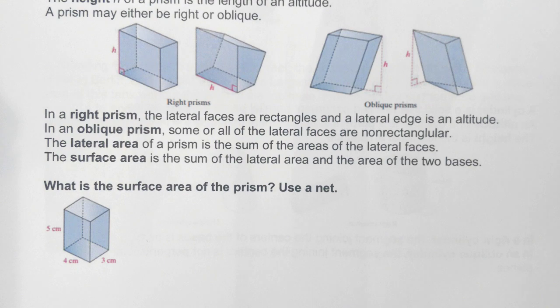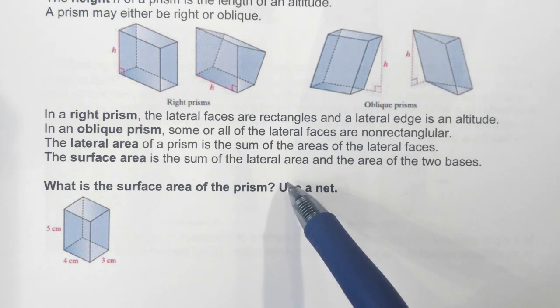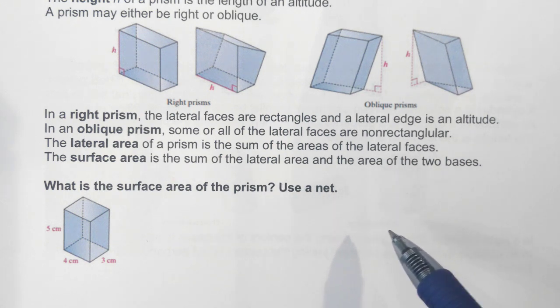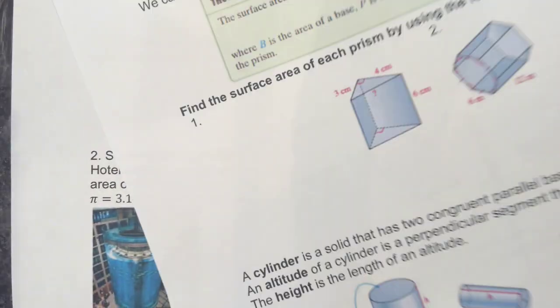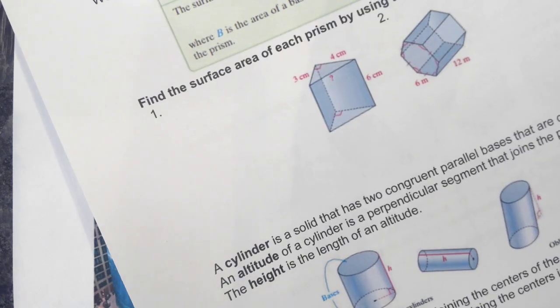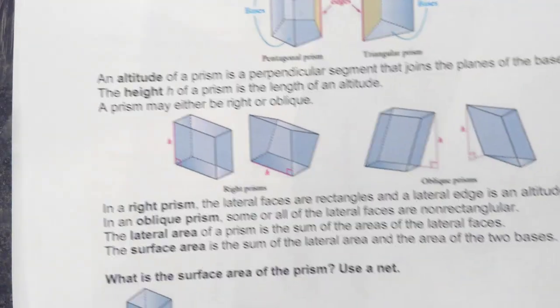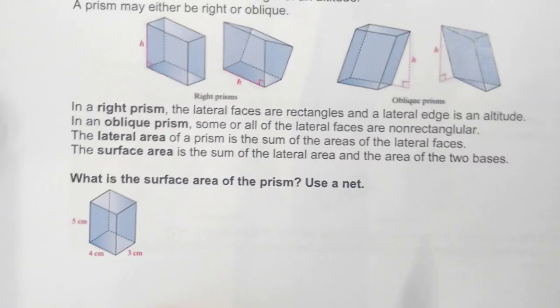Okay, so let's get into what you're going to be doing. It's going to ask you to find the surface area of prisms, and there's a couple of ways you can do it. You can draw out a net if you want, or there are some formulas for some of them. So we'll try the net method first.